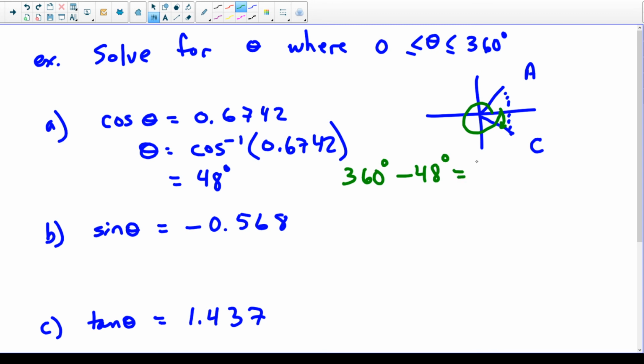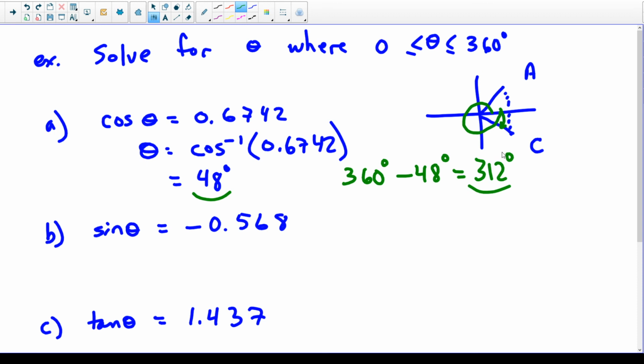And somebody's already written the answer as 312 degrees. So my answer to this first question is 48 degrees and 312 degrees. And I just realized that I'm kind of giving away the question that I asked on the previous slide, you know, how do you calculate your related acute angles? Well, I'm kind of giving it away here.